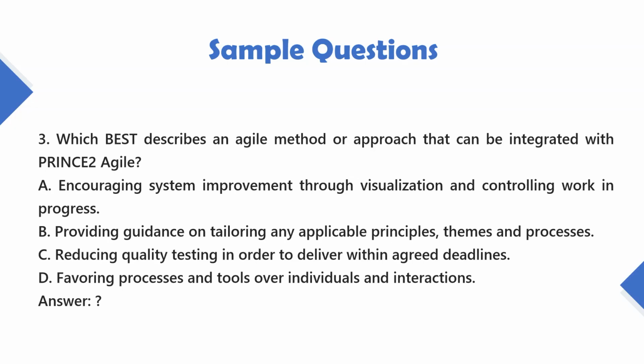3. Which best describes an agile method or approach that can be integrated with PRINCE2 Agile? A. Encouraging system improvement through visualization and controlling work in progress. B. Providing guidance on tailoring any applicable principles, themes and processes. C. Reducing quality testing in order to deliver within agreed deadlines. D. Favoring processes and tools over individuals and interactions.